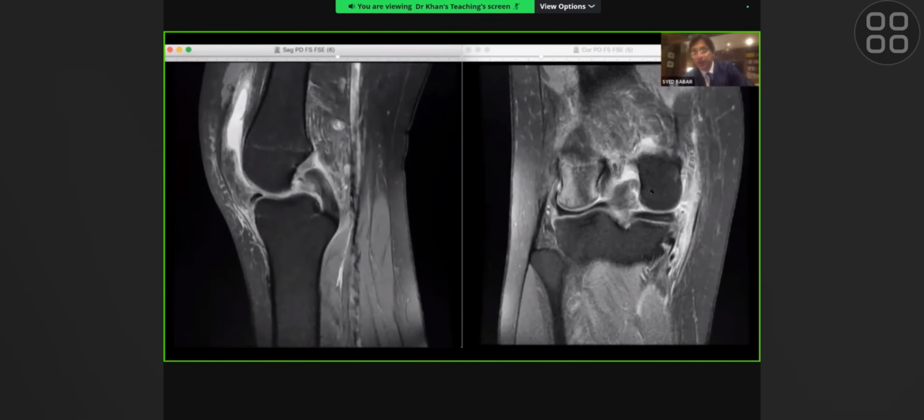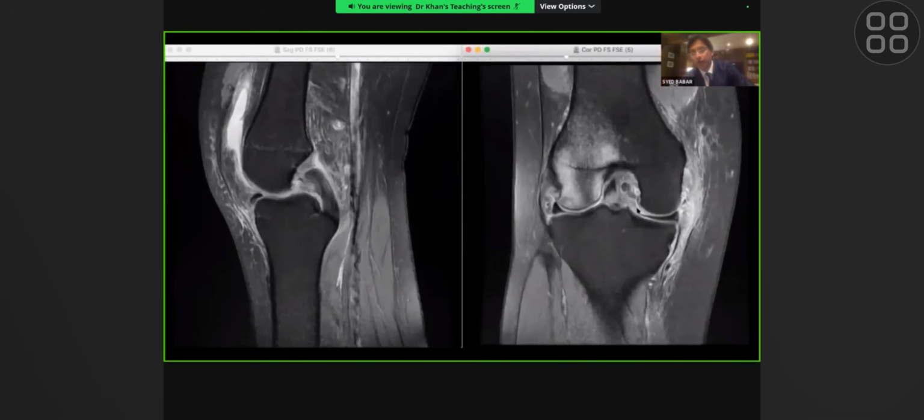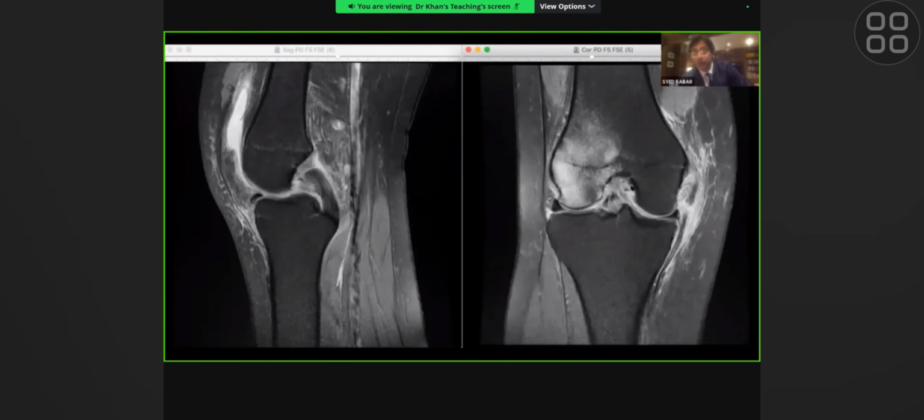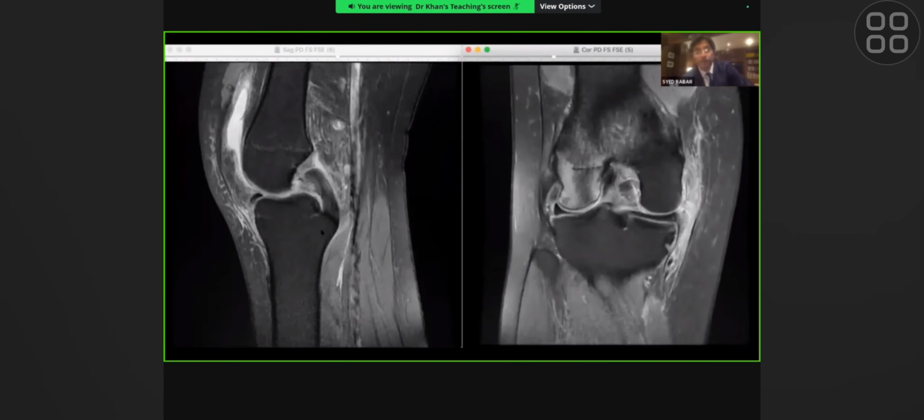Let's confirm that immediately on the coronal. Is that a normal shape or signal of the PCL? And the answer is no. The more you come forward, you see there is a gap here, which means it's complete. There should be a nice round black PCL looking at you at this particular slice. And you don't see that. What you see is a white structure, some black fragments, clearly implying that there is a complete disruption of the PCL.